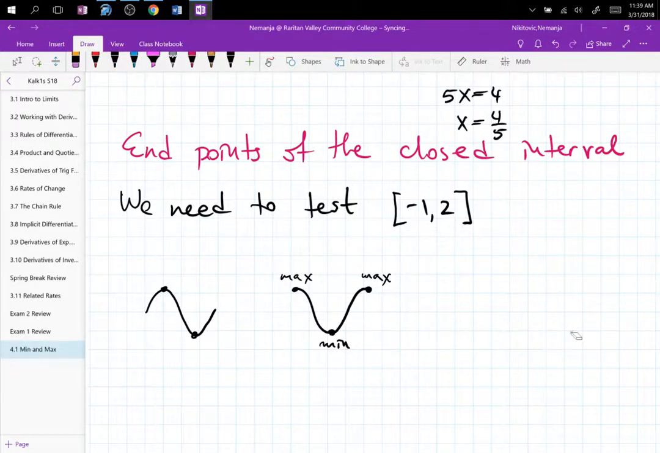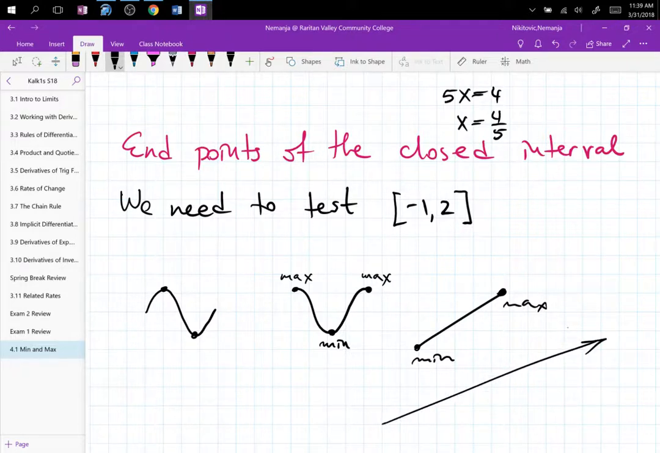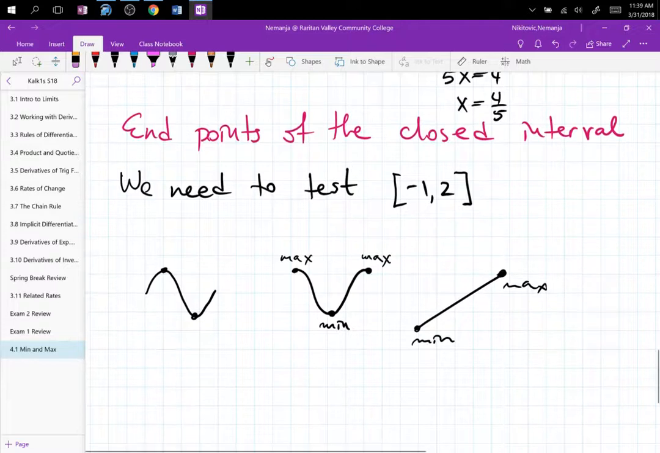You know what's a crazy nice thing about a closed interval? You always have min and max. It's either at the endpoint or it's somewhere inside. You're guaranteed to have it, because if you do a straight line like this, there's your min, there's your max. The infinite line like that has no min, has no max. But as soon as you restrict that line to finite, there you go, min and max. What else?